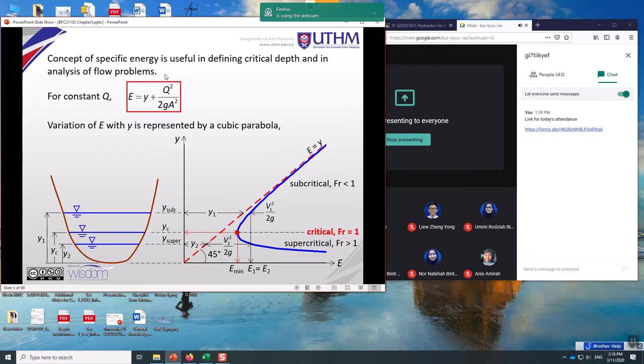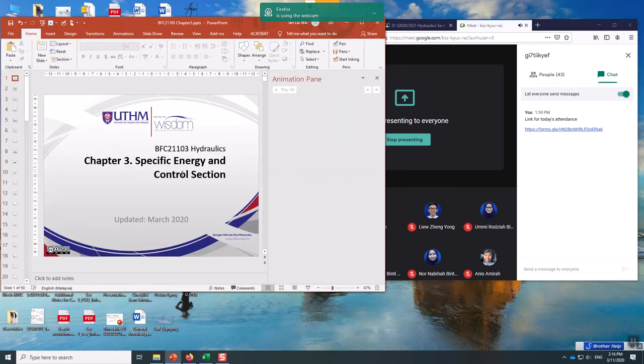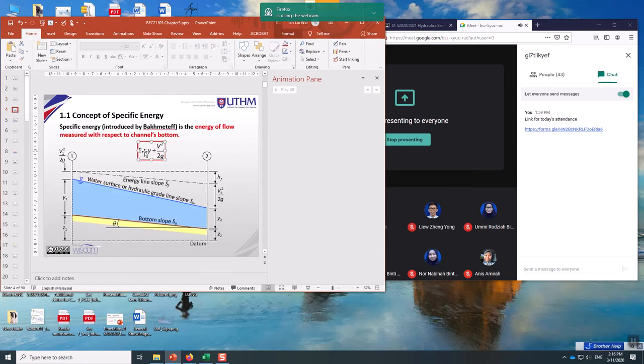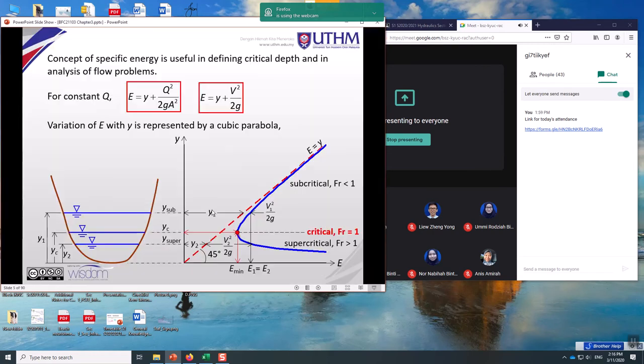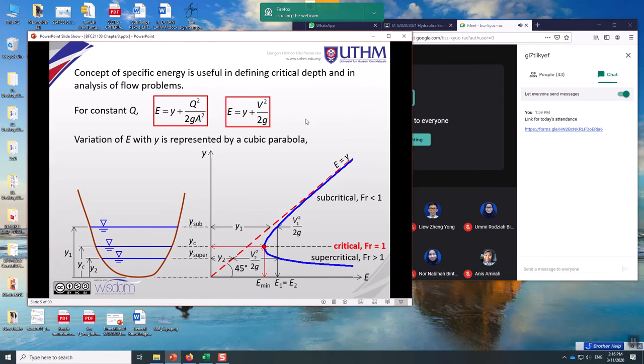That means if you are solving this equation, E equals Y plus Q squared over 2gA squared, or this equation here. Just a second, I'm going to copy the other equation. This one. Or you have this equation here. Either one, you can solve this specific energy expression and get two answers when you solve for depth of flow. One is the depth for supercritical flow, and the other is the depth for subcritical flow. Except when E equals E min, you only have one depth, which is the minimum depth of flow. It's the critical depth of flow.